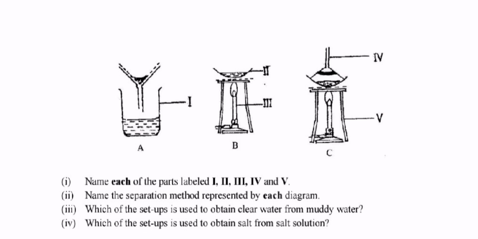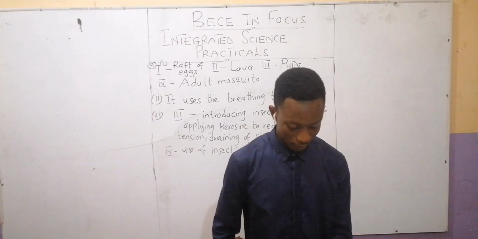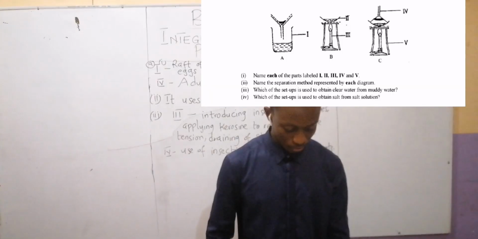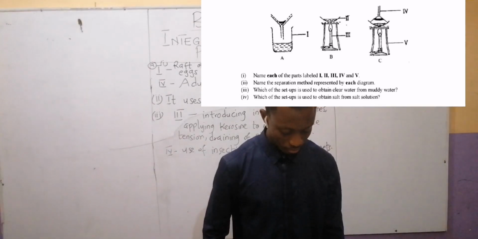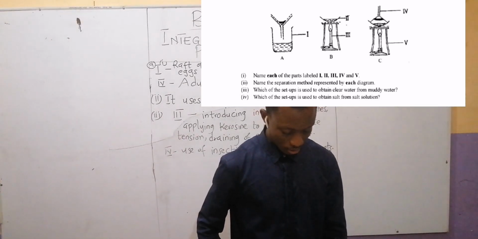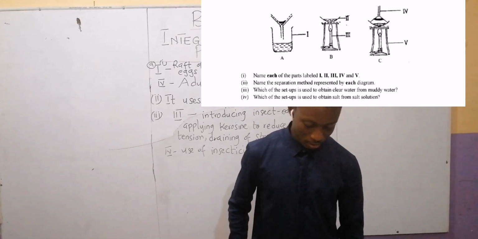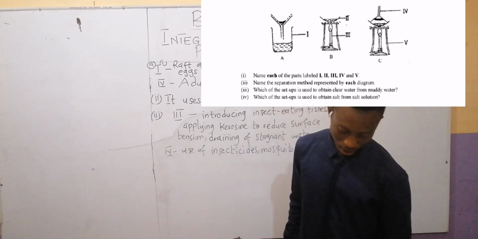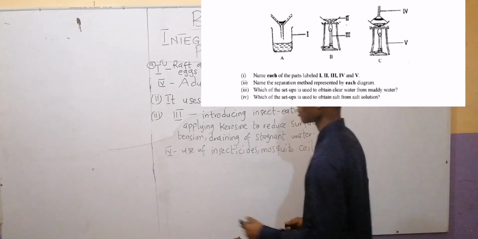B. The diagrams below are different laboratory setups used in the separation of mixtures. Study the diagrams carefully and answer the questions that follow. So A, B, and C. Name each of the parts labeled I to V. So that is B.